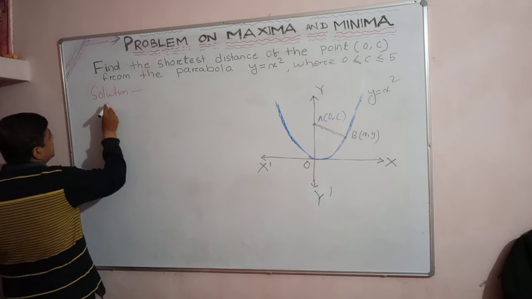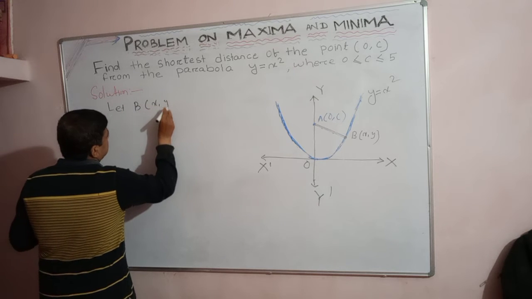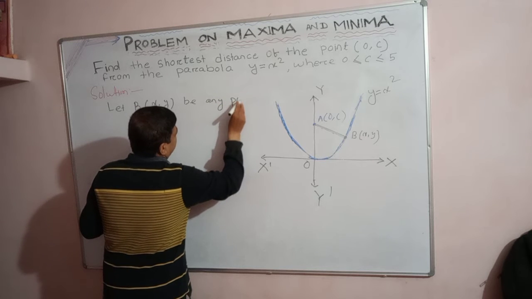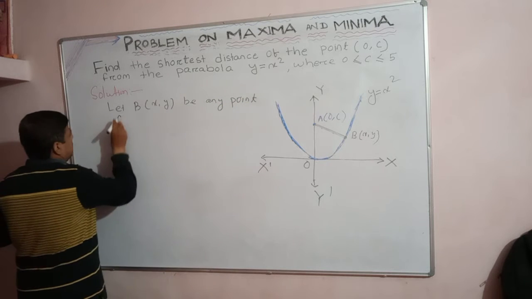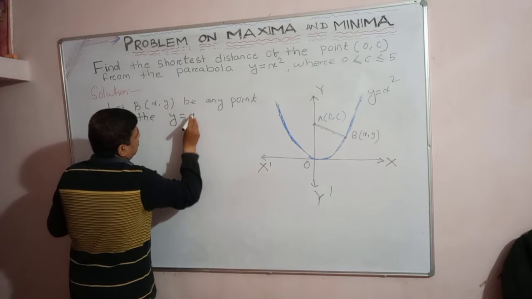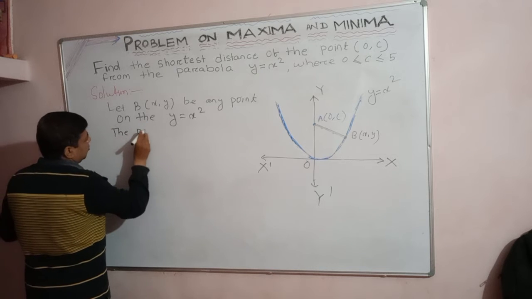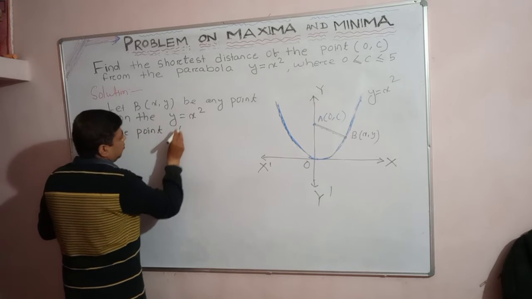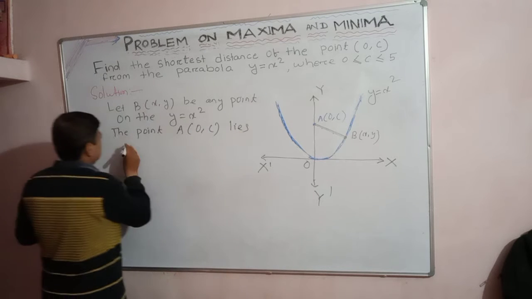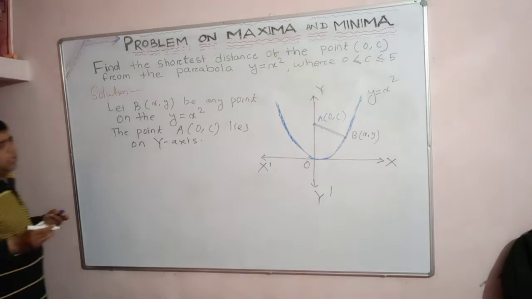Let B(x, y) be any point on the parabola y = x square, and the point A (0, c) lies on which axis? Y axis. Yes or no? Clearly, because the x coordinate is 0.